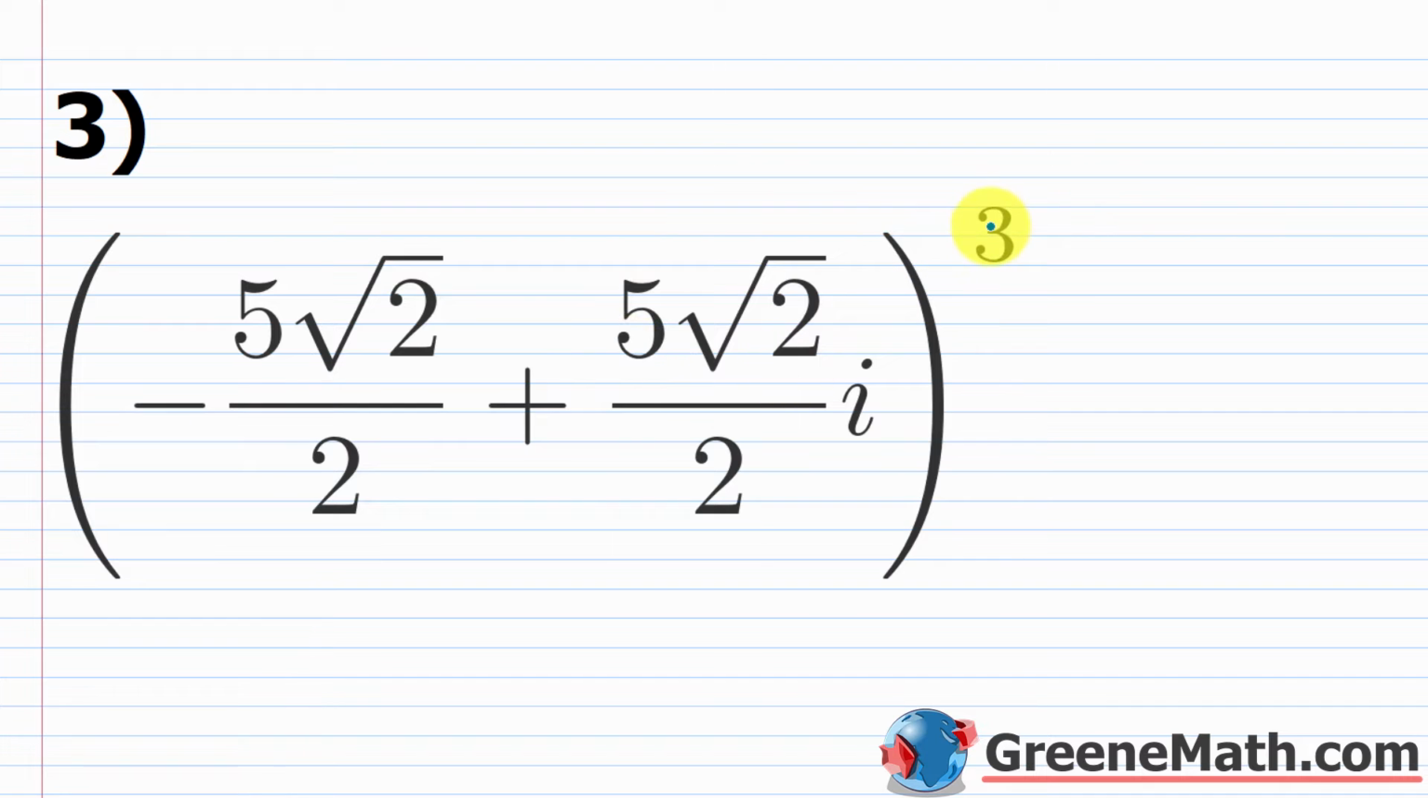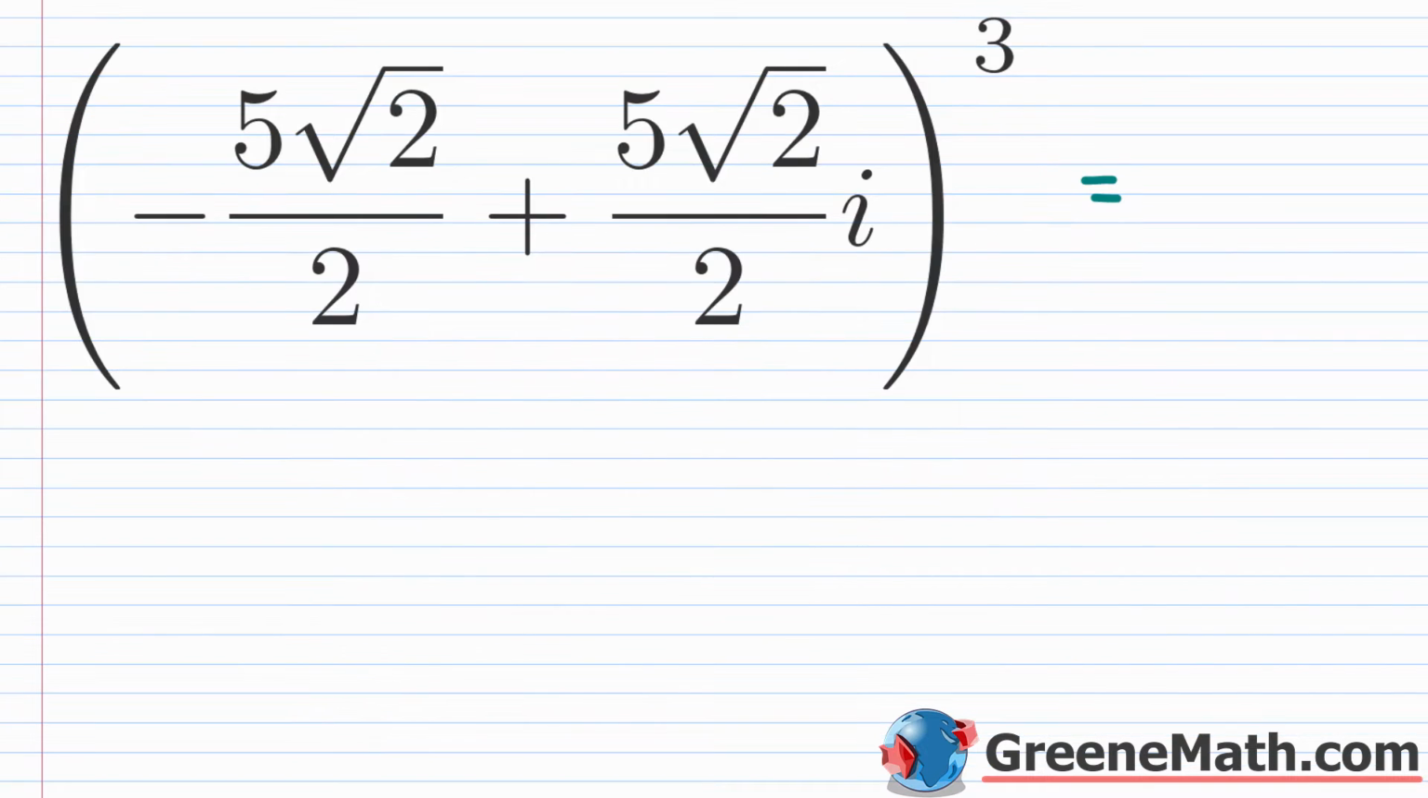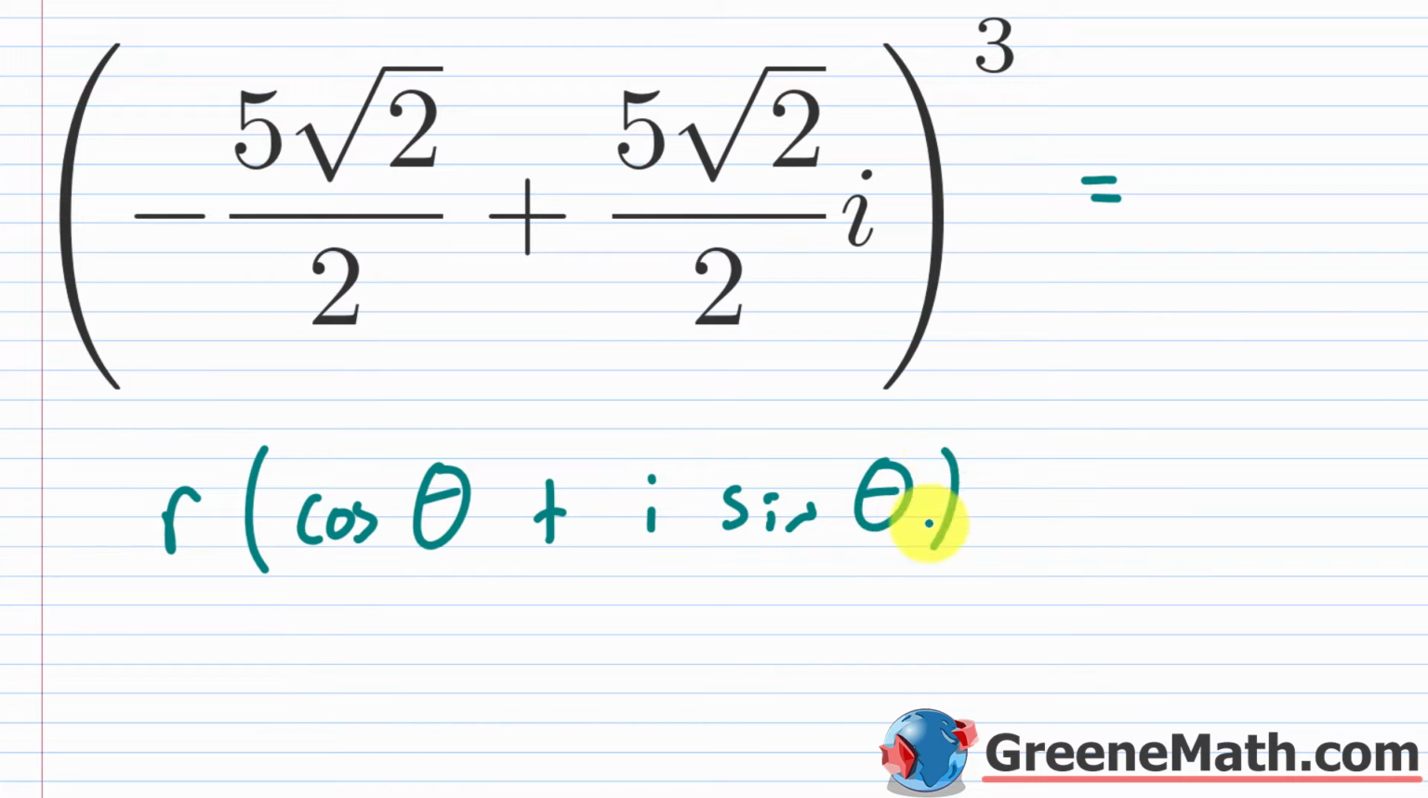This number is cubed or raised to the third power. So let's put that this equals, I'm going to first convert it over into the polar form. That way I can use my formula. So let's go ahead and say that this is going to be some r value times the quantity cosine of theta plus i times the sine of theta. And then this guy right here is going to be cubed.